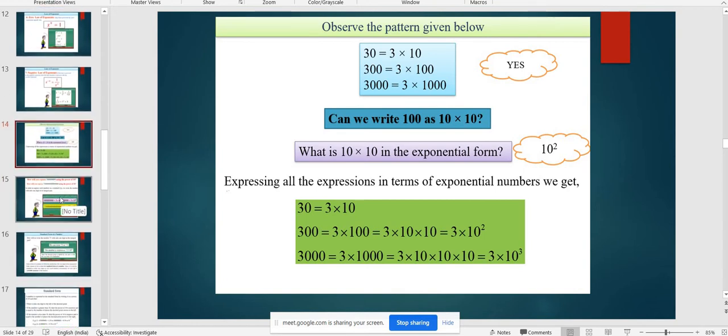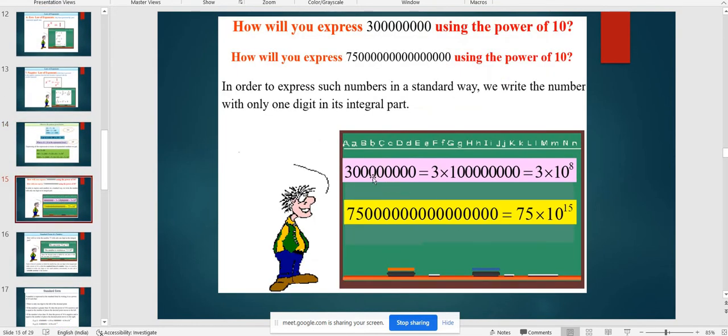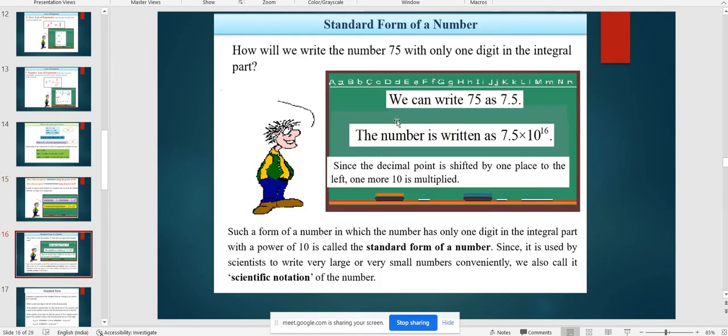Now we learn the scientific notation, if you get a big number. Like here, how many zeros? See, 2, 4, 6, 8. So this can be written as 3 into 10 to the power 8. Then 75: count the zeros here, 15 zeros you will observe. So 10 to the power 15 we can write.